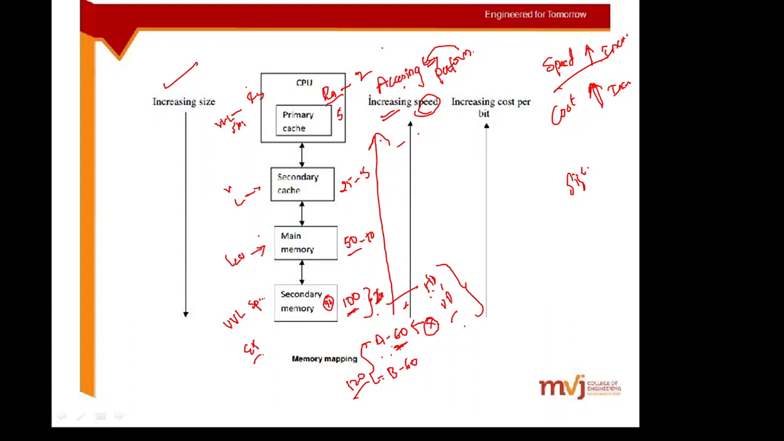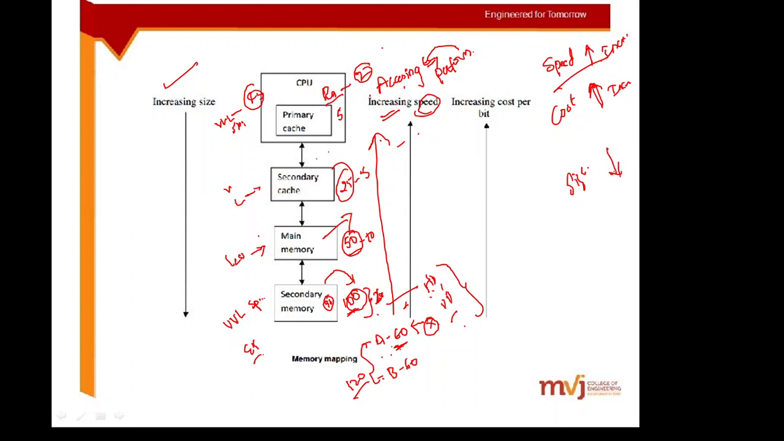The size is going to be decreasing. Why? Because in the registers, as I said, only a few instructions are going to be stored. In the cache, we are going to store only 25 instructions. In the main memory, we can store 50 instructions, and in the secondary memory, we can store 100 instructions. That means the size is increasing as we go down. Sorry, as we go up, there will be a decrease in size.